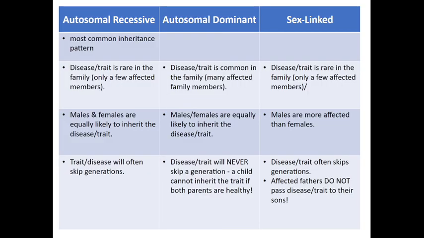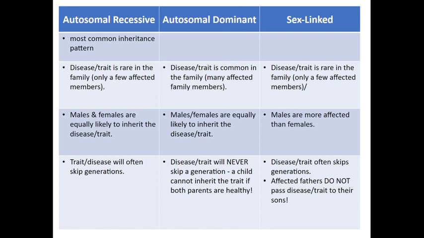Now, autosomal recessive is the most common inheritance pattern. So a disease or trait is rare in the family. Only a few members will be affected. Now, males and females are equally likely to inherit the disease or trait, and the trait or disease will often skip generations.